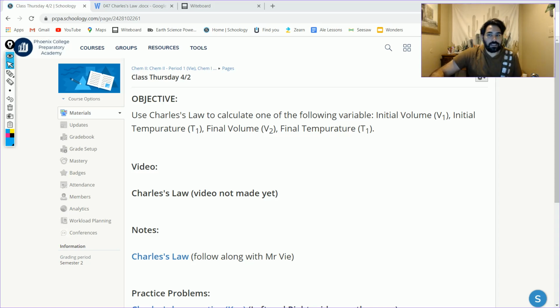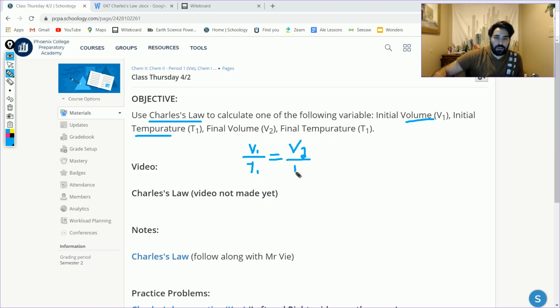Hey guys, welcome back to class, and today we're going to be talking about Charles' law. Charles' law is the relationship between volume and temperature. The equation looks like this: your initial volume divided by your initial temperature is equal to your final volume divided by your final temperature.